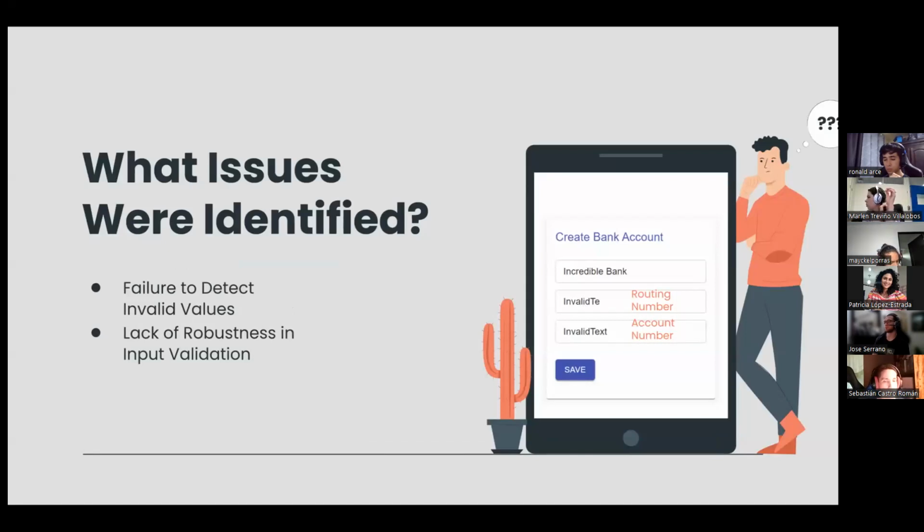We detected 2 types of invalid values that went undetected. For example, text values in the routing number and the account number. Those values are numbers and it is accepting text values. So there's a lack of robustness in the input validation.